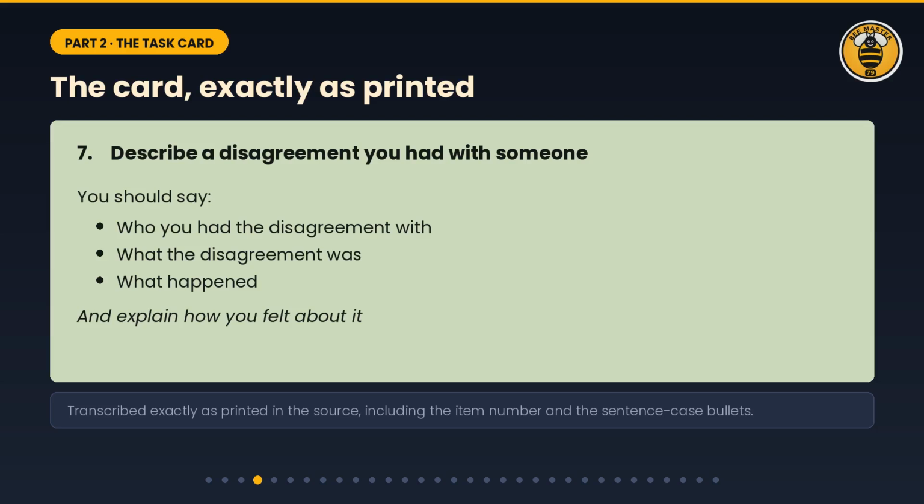This is the card, transcribed exactly as it was printed, including the item number, 3 bullets to cover, and then a 4th instruction, which is the one candidates most often forget. Explain how you felt about it.